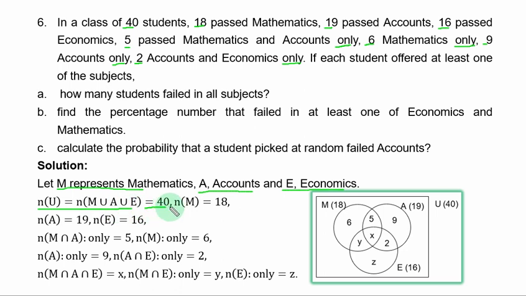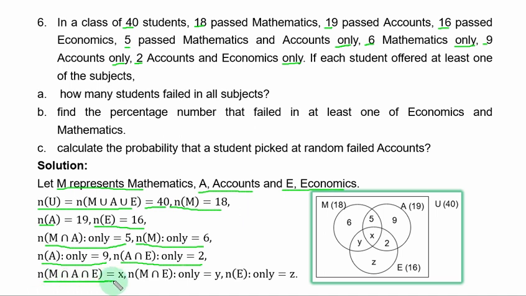Those that passed mathematics, 18. Those that passed accounts, 19. Economics, 16. Mathematics and accounts only, 5. Mathematics only, 6. Accounts only, 9. Accounts and economics only, 2. Now the intersection, those that passed the three subjects, they are unknown.